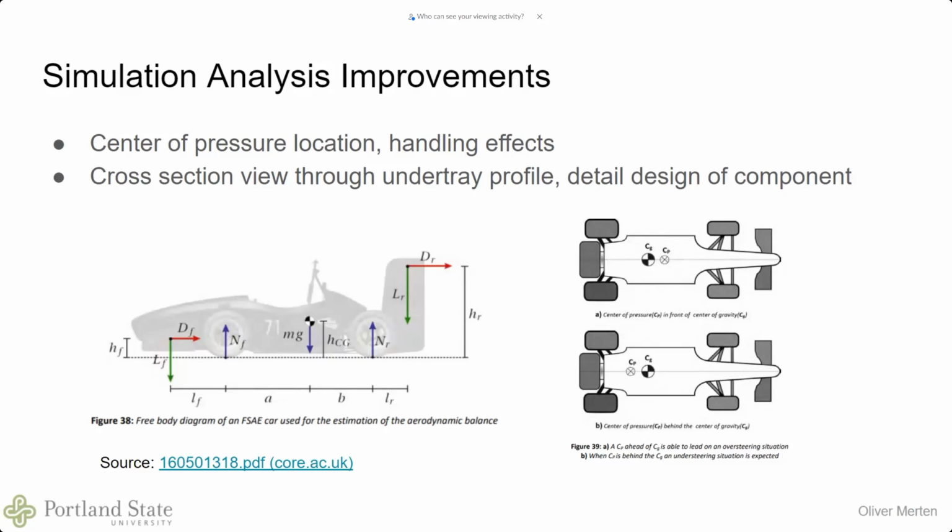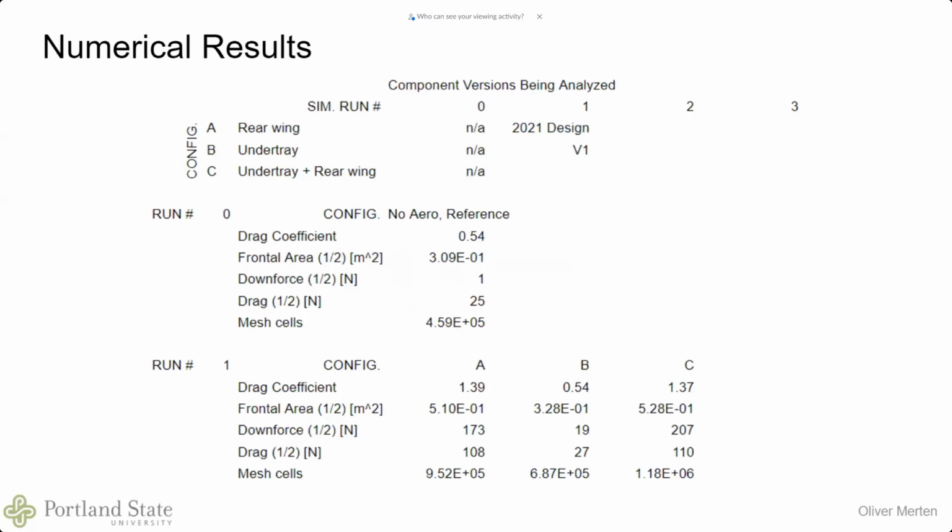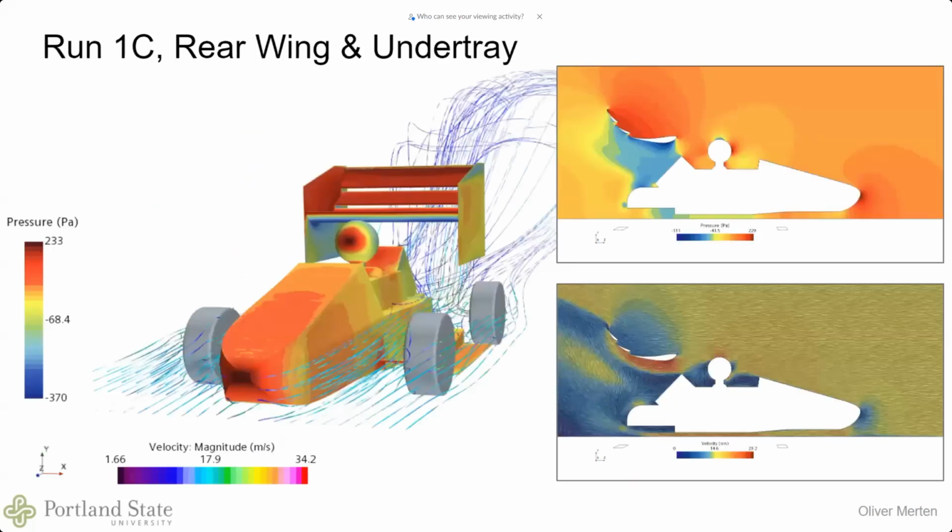Another thing would be a cross-sectional view through the undertray profile so that we can look more at the flow right in that area to inform design of the undertray component. Yeah. So overall, that is my report, and I appreciate you all paying attention to it and listening.